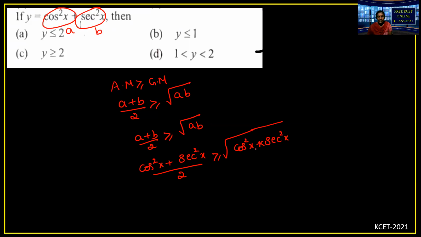Secant square x is the reciprocal of cos function. So cos square x plus secant square x divided by 2 is greater than or is equal to square root of cos square x into 1 by cos square x. This cancels and 1 remains.